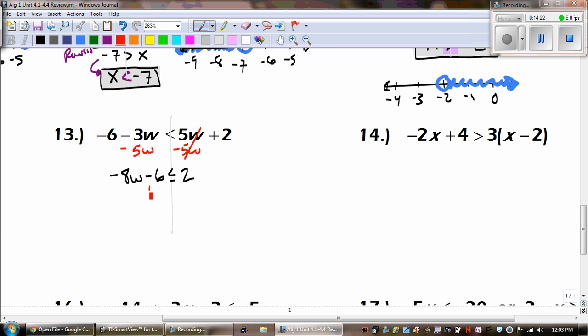Now, to get the w by itself, we're going to add 6 to both sides. I get -8w is less than or equal to 8. And then to get the w by itself, I'm going to divide. And what are we dividing by? That's right, we're dividing by negative. And when we divide by negative, we have to flip the sign. So make sure we flip that sign.